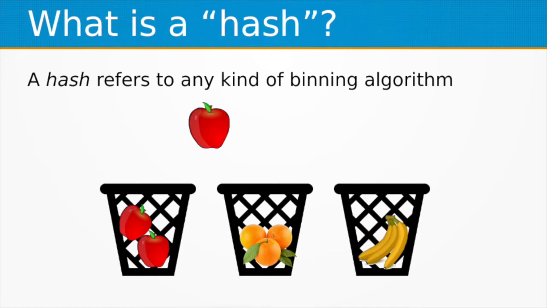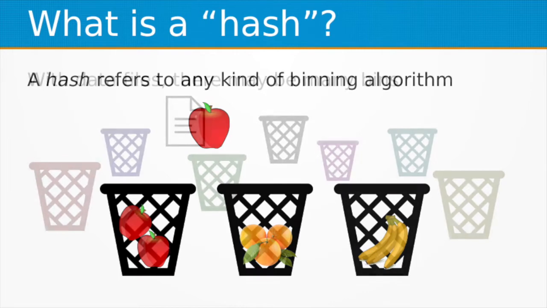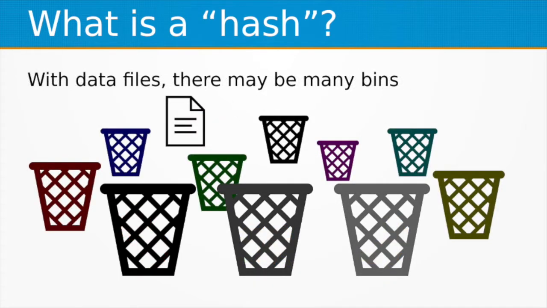So what is a hash? In computer science, a hash refers to any kind of binning algorithm. This is like a first-pass rough cut at sorting data. It's used to segment data by attributes. When sorting data, there is no real limit to the number of available bins. There could be dozens, hundreds, or even millions of bins for hashing or grouping the data. It really comes down to the number of desired bins and the specified binning algorithm.